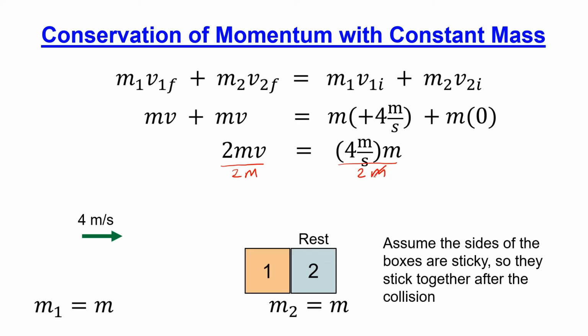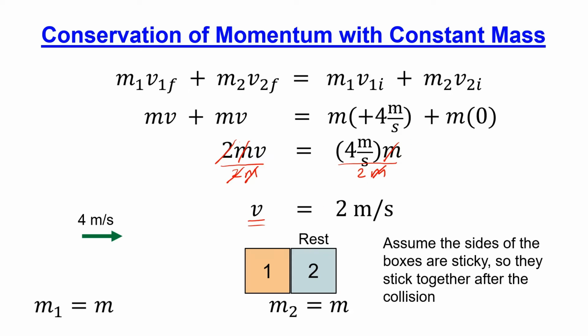The reason for that is the masses are all going to cancel out. Over here, the 2's cancel out. So what I get from all of that is now 2 meters per second for the velocity of the combined masses.